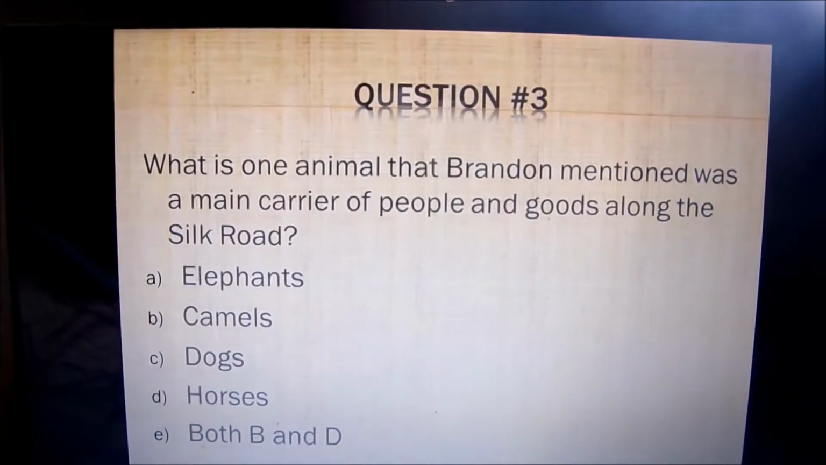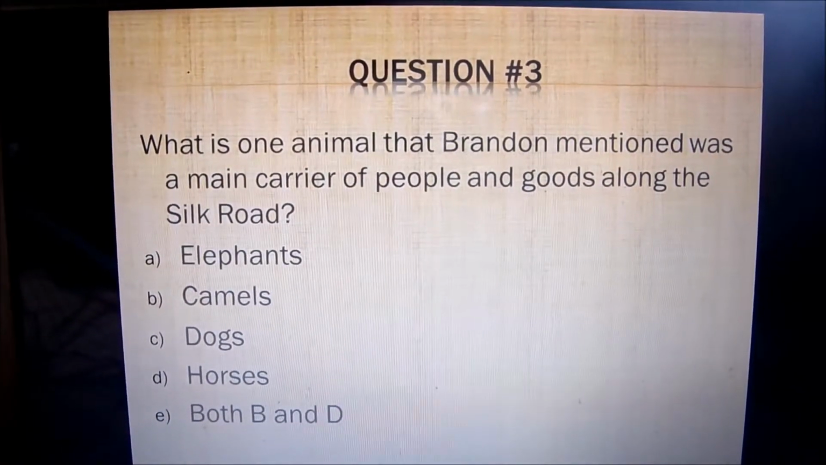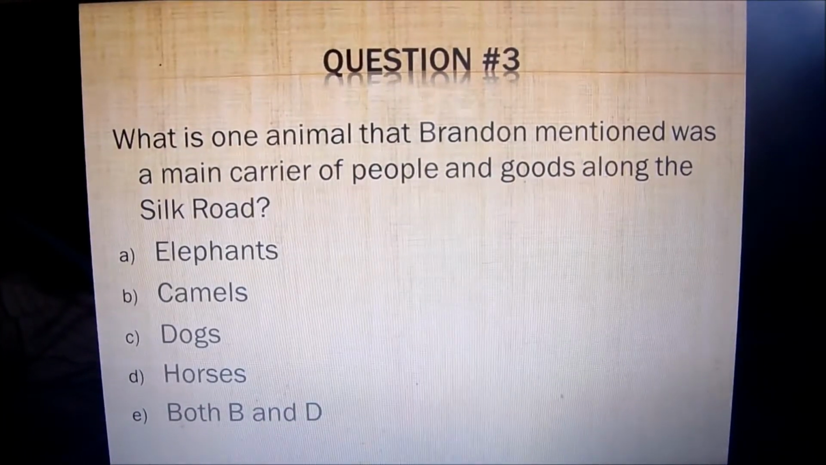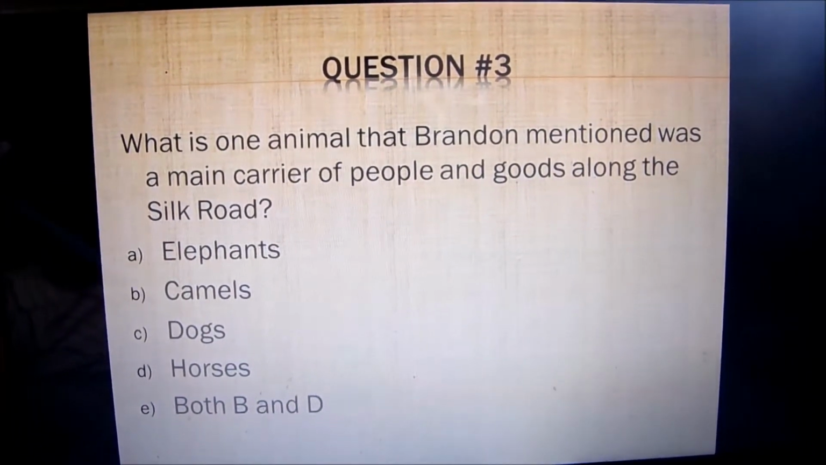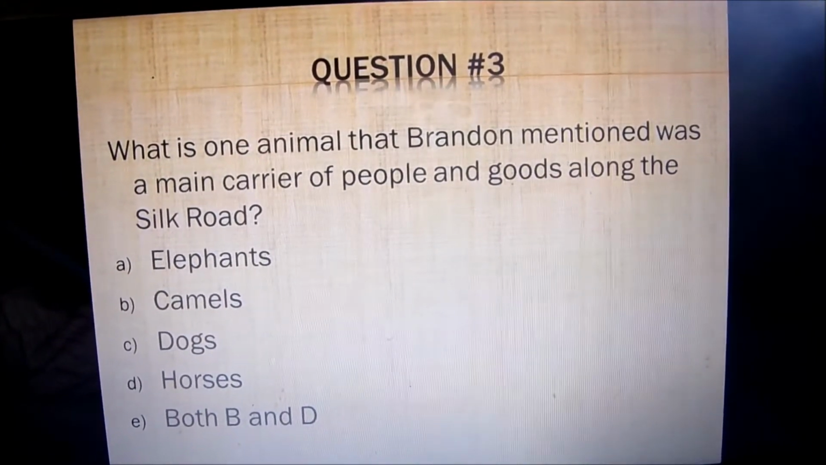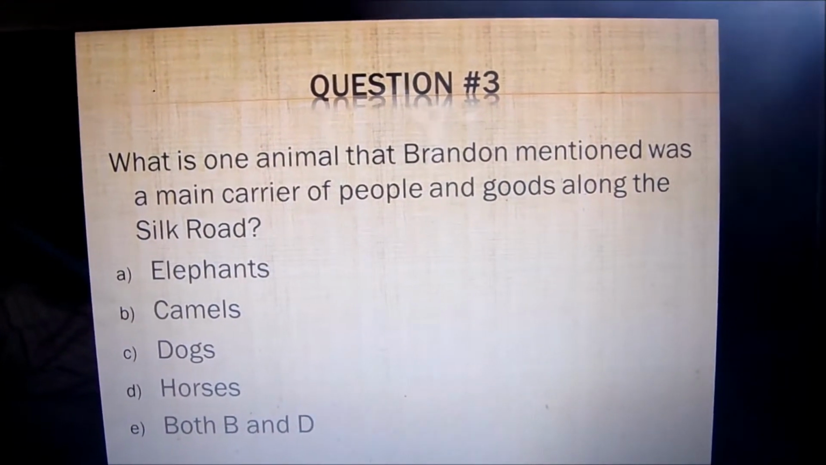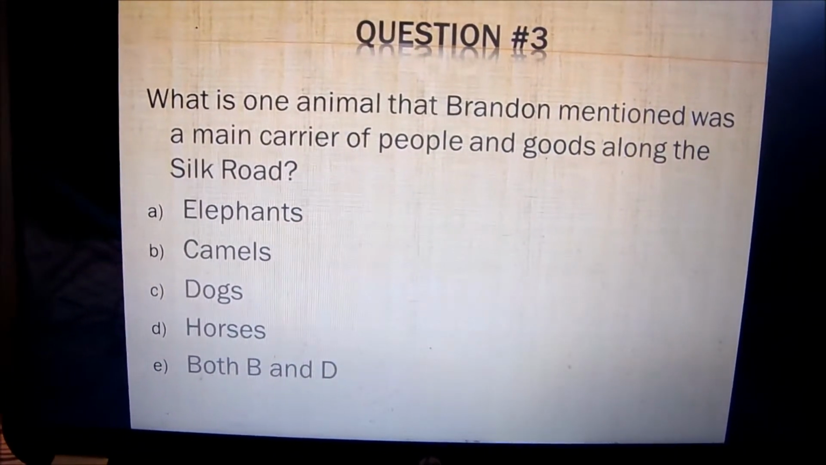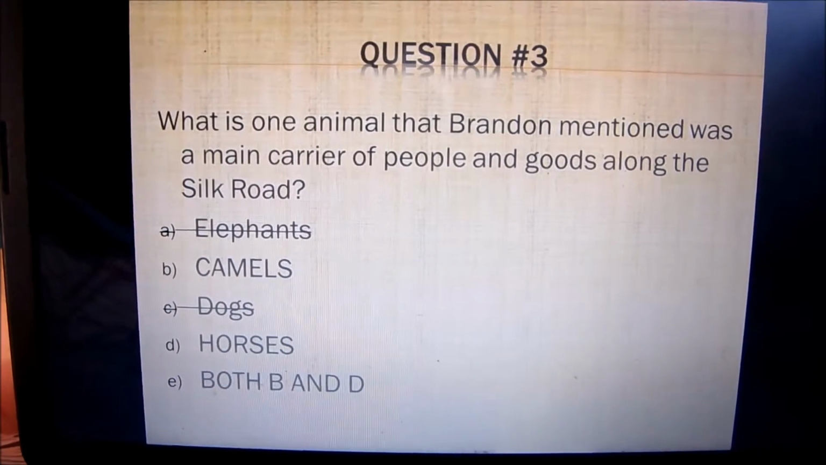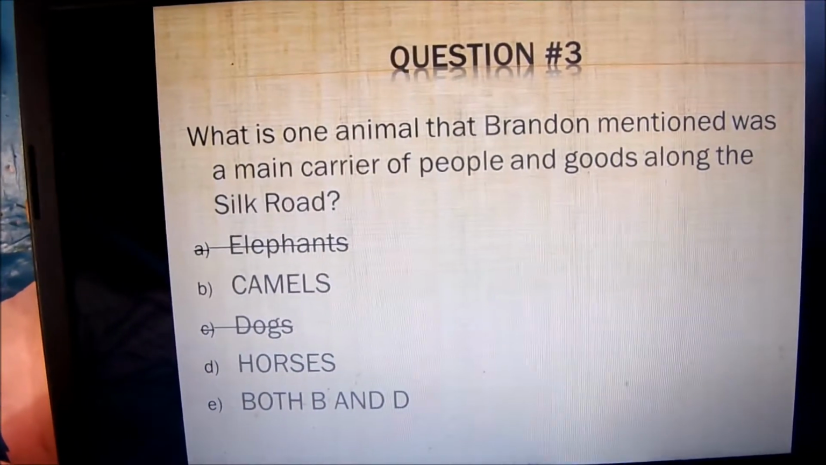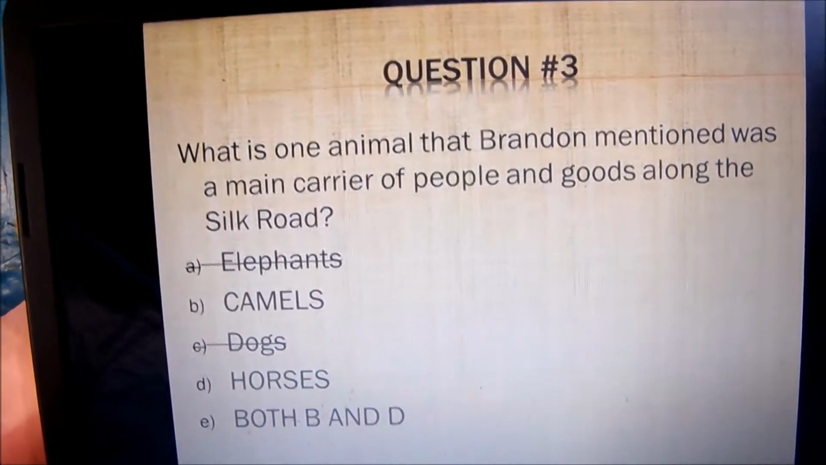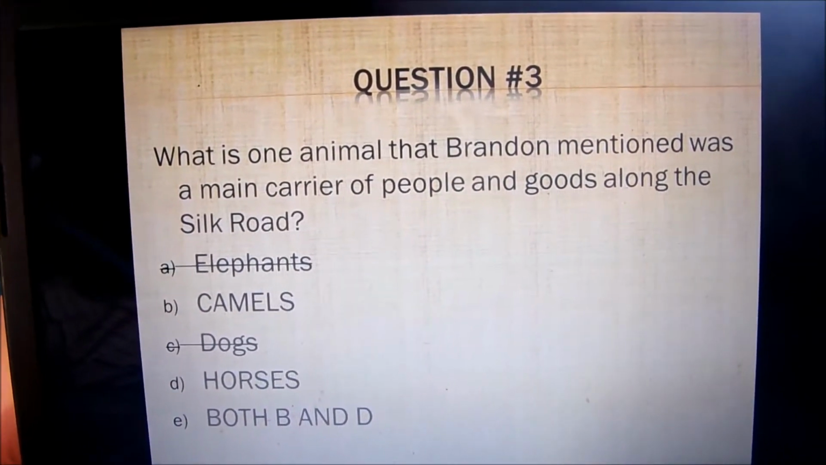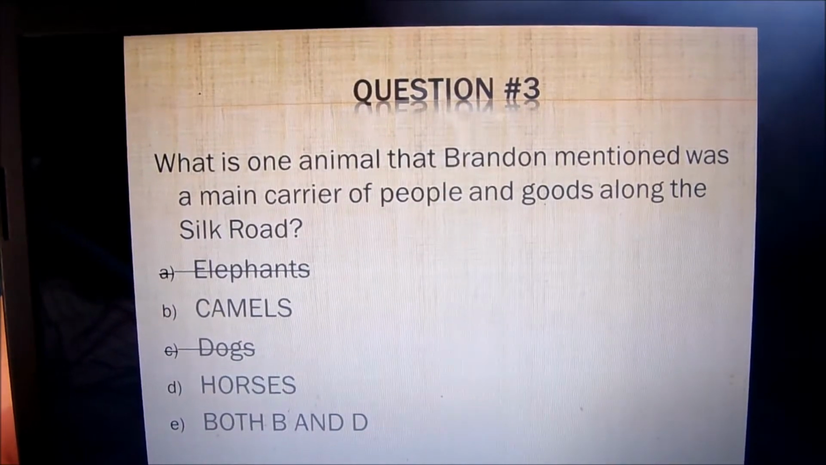Question number 3. What is one animal that Brandon mentioned was a main carrier of people and goods along the Silk Road? A, elephants, B, camels, C, dogs, D, horses, or E, both B and D? The correct answer is E, both B and D. Horses and camels were both used to carry people and goods along the Silk Road. And occasionally elephants were used also, but that was a very, very rare instance.